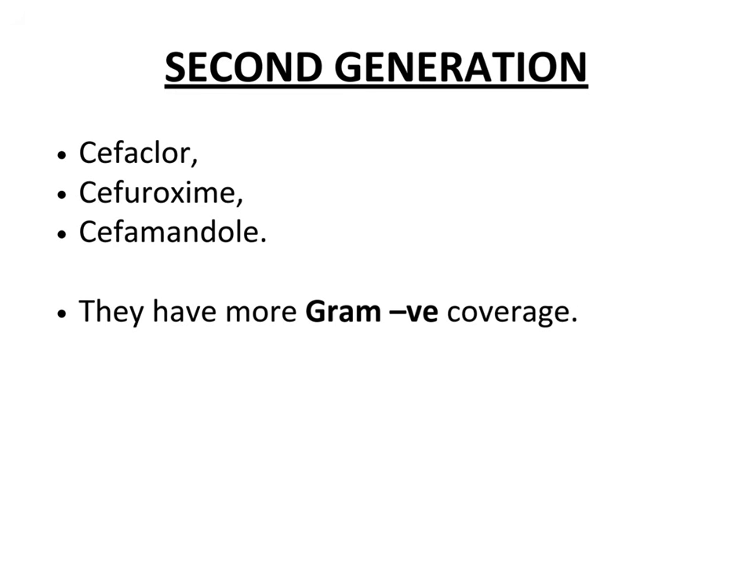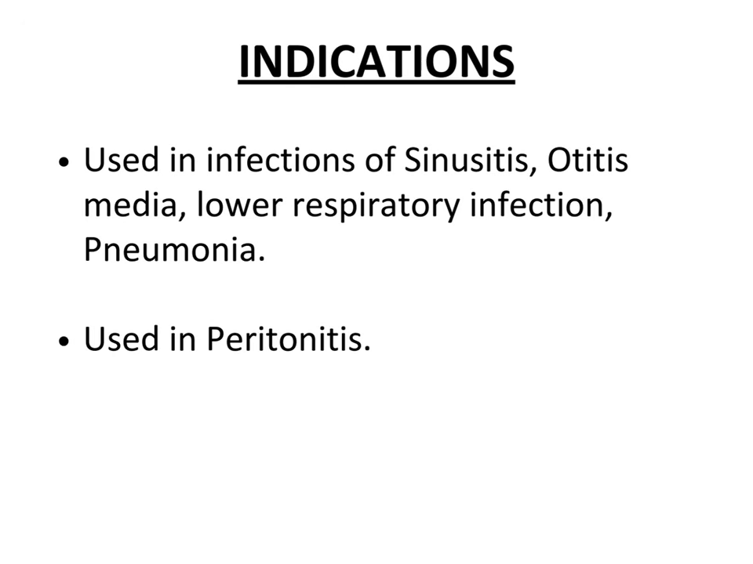Second-generation cephalosporins include agents like cefaclor, cefuroxime, and cefamandole. They have more gram-negative coverage. Second-generation cephalosporins are used in infections such as sinusitis, otitis media, lower respiratory infection, pneumonia, and peritonitis.